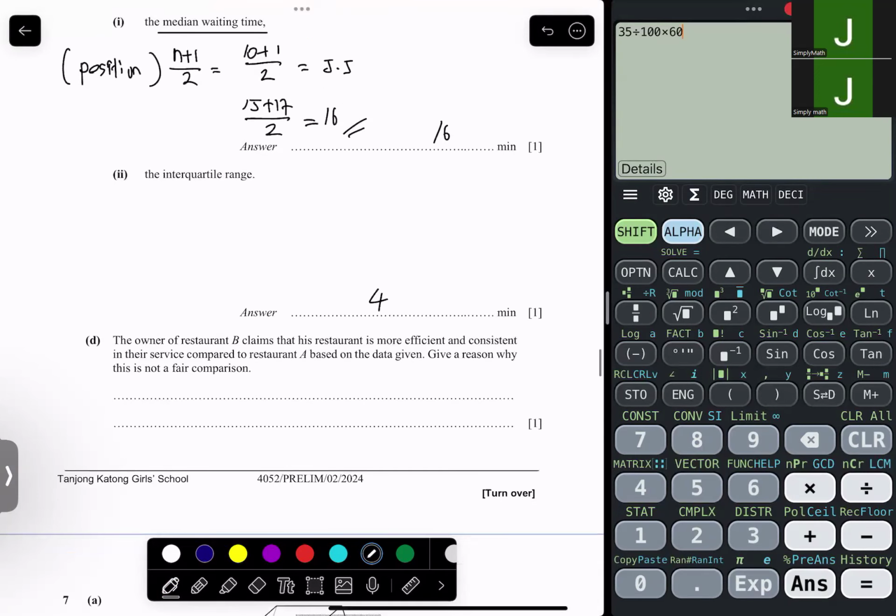The owner of restaurant B claims that his restaurant is more efficient and consistent in their service compared to restaurant A. Give a reason why this is not a fair comparison. Number one, the sample size is not the same. In simpler words, the number of people was not the same. Because restaurant B served fewer customers, it might make sense that his data is better. If they were equally packed, then it would be a fairer comparison.